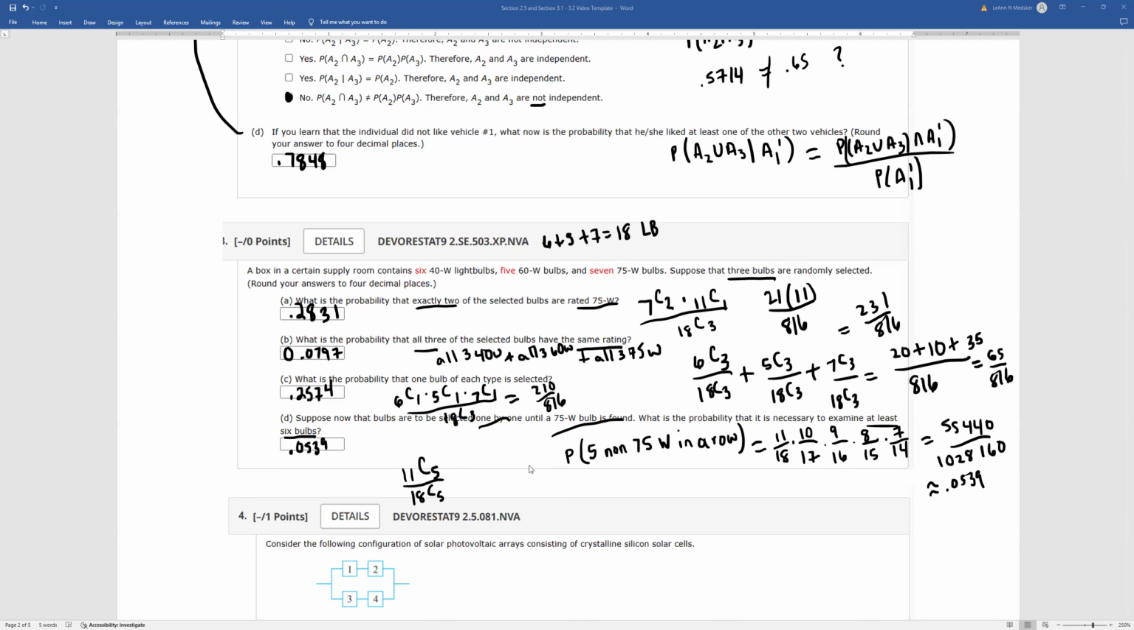So we have 11 factorial divided by 6 factorial, and then divided by 5 factorial. That would be 462 over, we haven't done 18 choose 5. 18 factorial divided by 13 factorial, and then divided by 5 factorial. That's 8,568. And if we divide that, we get our 0.0539 as well. Okay, so there's two ways you could have done that.